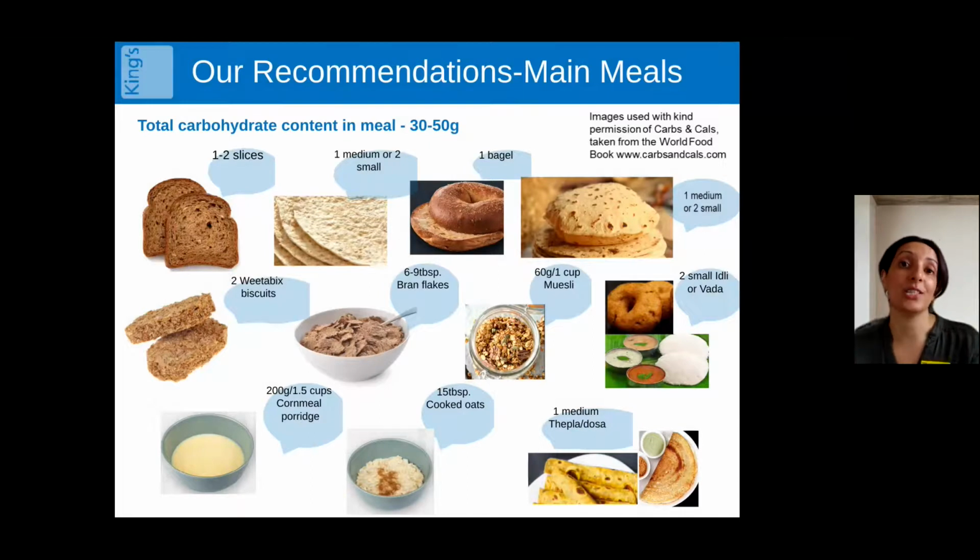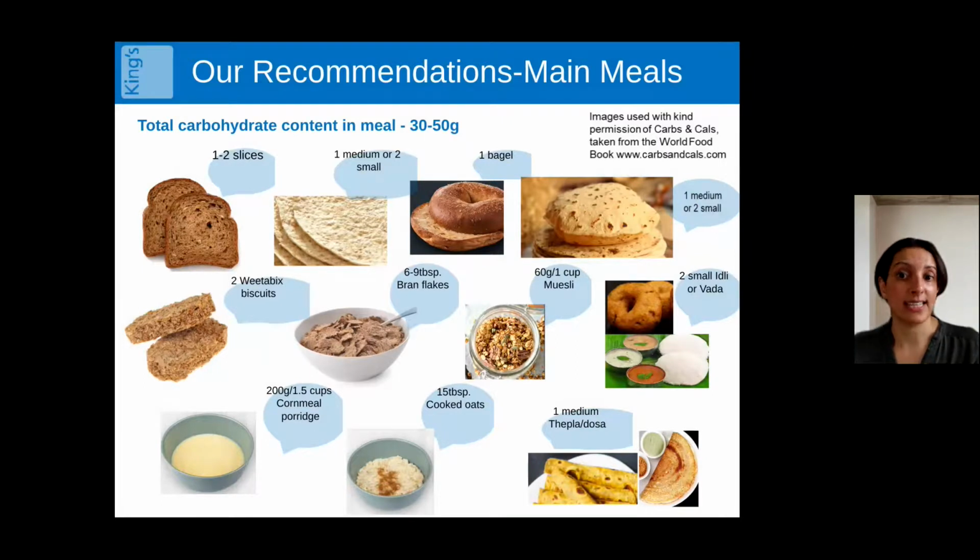If you're someone who enjoys oats in the morning or porridge in the morning, that's great too. So something like a cornmeal porridge, you can make up with milk, 1.5 cups, that would be the right amount. Or with your porridge oats, go for the jumbo rolled oats. And again, a small bowl portion size would be suitable.